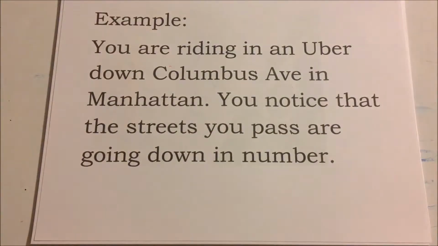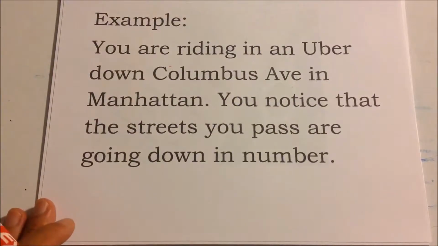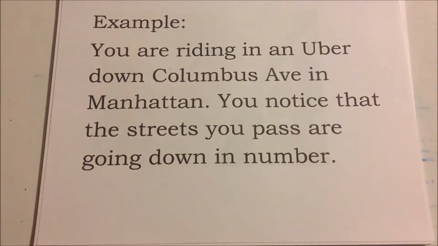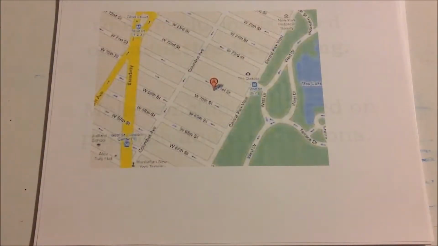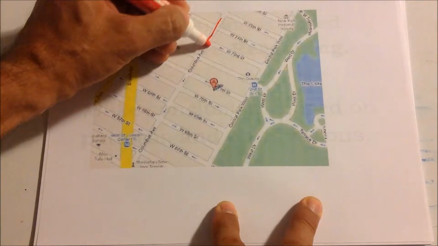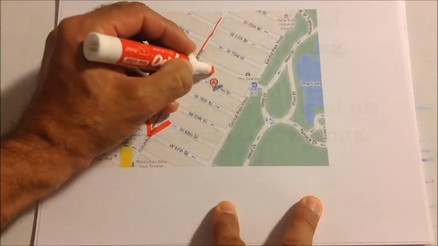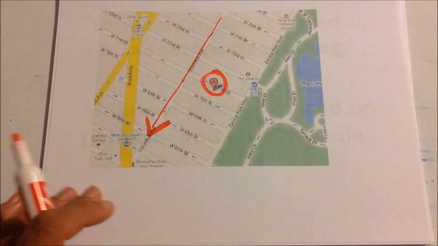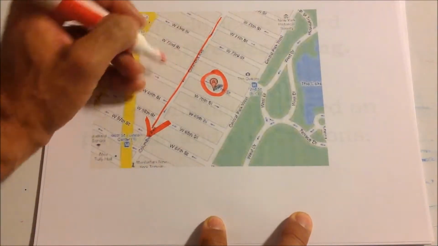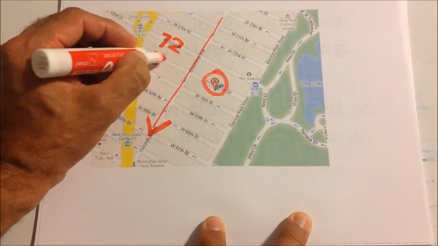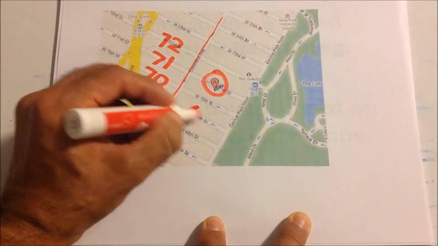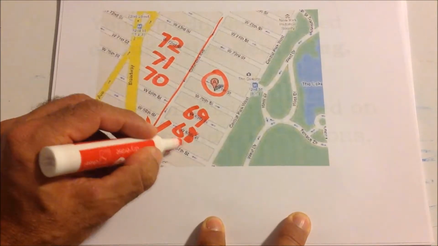So here's an example. Let's say you're riding in an Uber cab down Columbus Avenue in Manhattan, and you notice that the streets you pass are going down in number. If you're in Manhattan and the numbers are going down, you must be going south, right? Here's Columbus Avenue, and here's the Museum of Natural History on the west side of Manhattan. It's kind of blurry here, but we have 72nd Street here, then 71st, 70th, 69th, 68th, 67th Street.